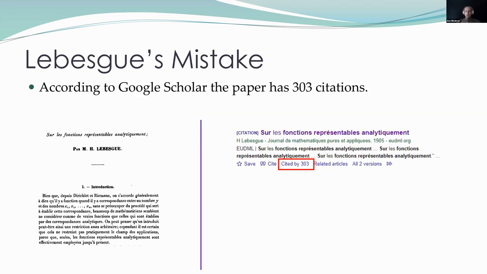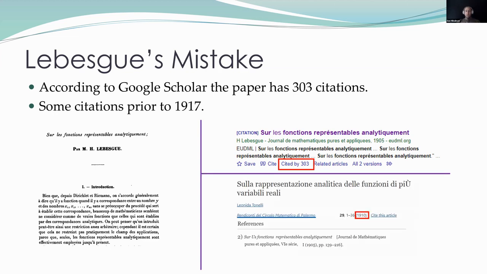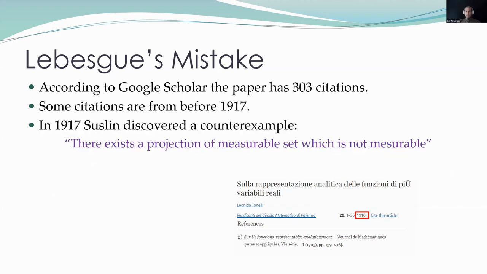Now, according to Google Scholar, this is somewhat of an influential paper. It has around 3 citations. And a small but non-zero fraction of those citations come prior to the year 1917. Now, the reason why I mentioned the year 1917 is because in that year, something interesting happened. And this is the story where Suslin read Lebesgue's paper and found the following counterexample, that there exists a projection of a measurable set which is not measurable. In other words, Suslin found a mistake in Lebesgue's paper.